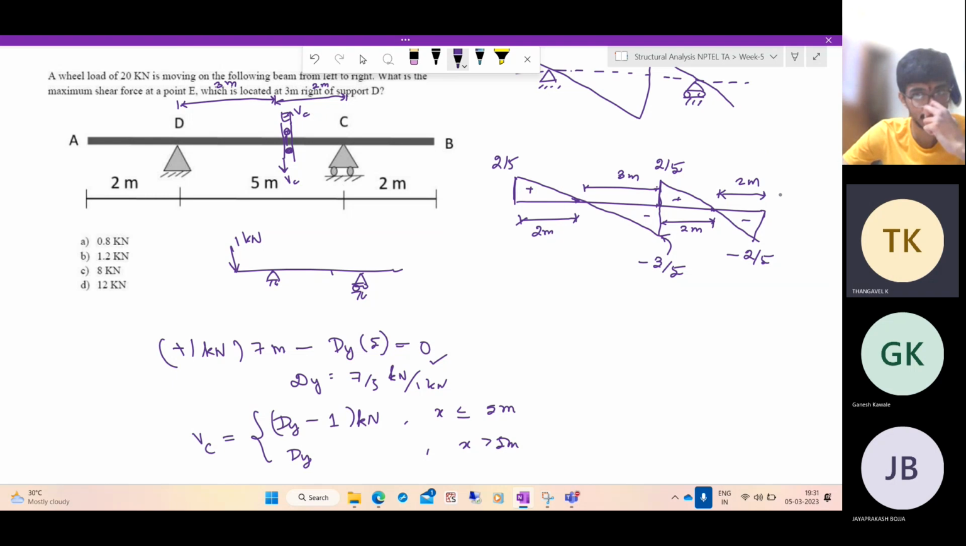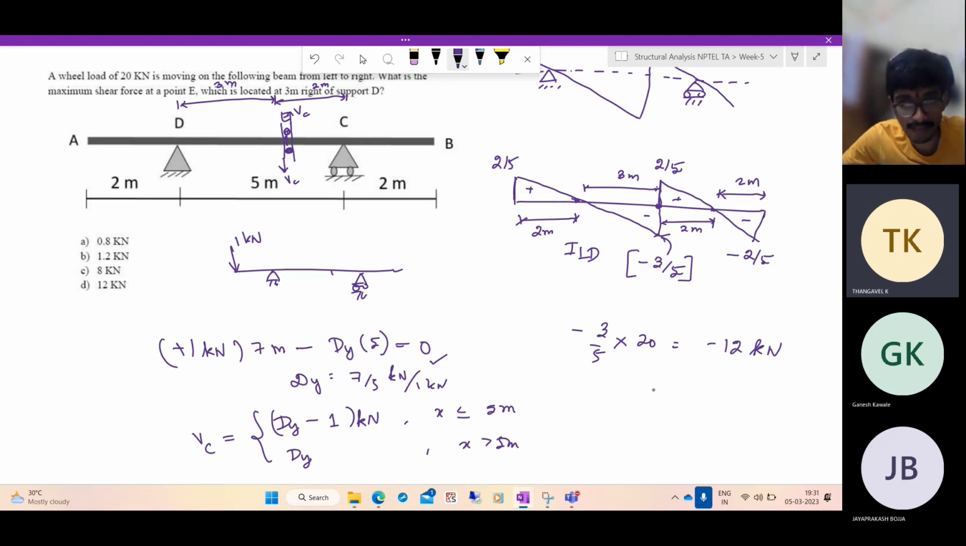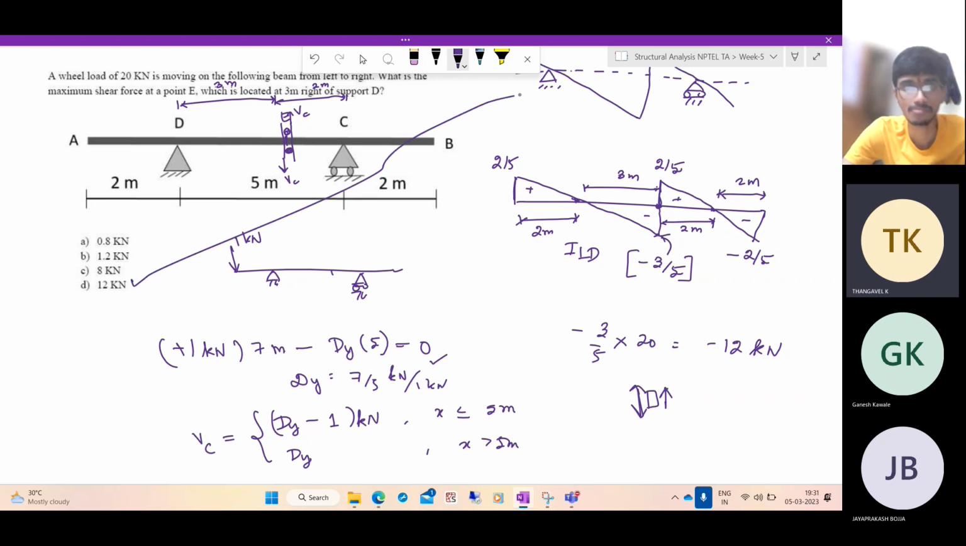Now you see, where is the maximum shear force occurring? It is occurring when the load is right above the point C. So this is the ILD for VC. So here the maximum shear force of minus 3/5 is occurring. This is for a unit load. So for an applied load of 20 kilonewton, what is the value? It is minus 3/5 into 20. So 5, 4, 12. So it is minus 12 kilonewtons. So since it is a minus, the shearing at the point will be like this, in the opposite direction. So the answer is D. The answer is D.